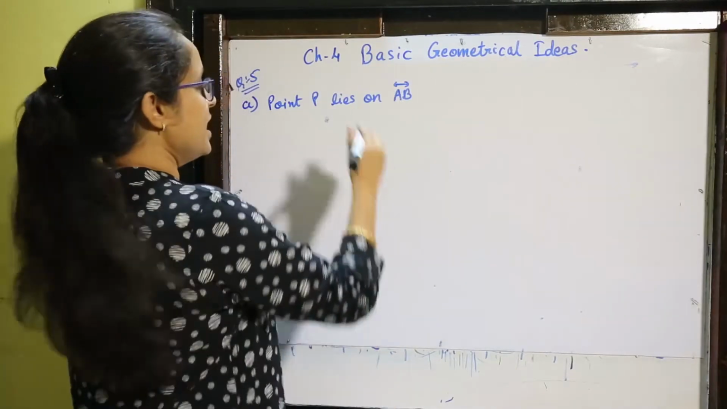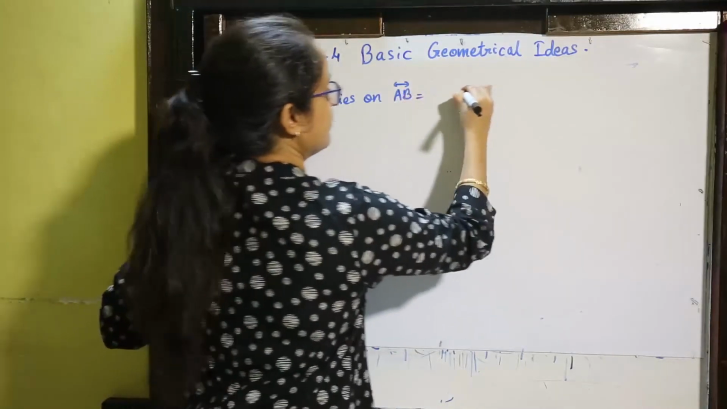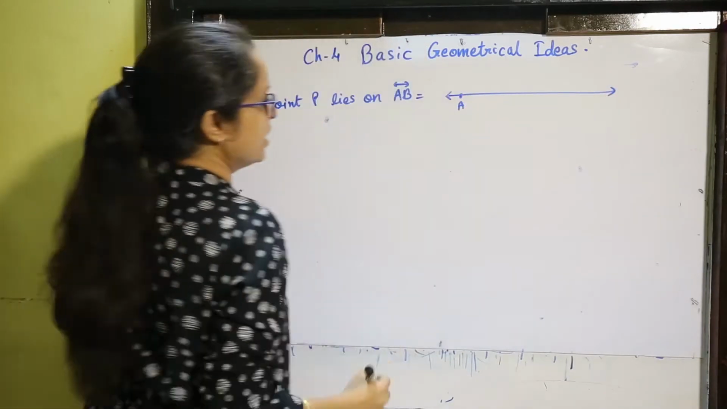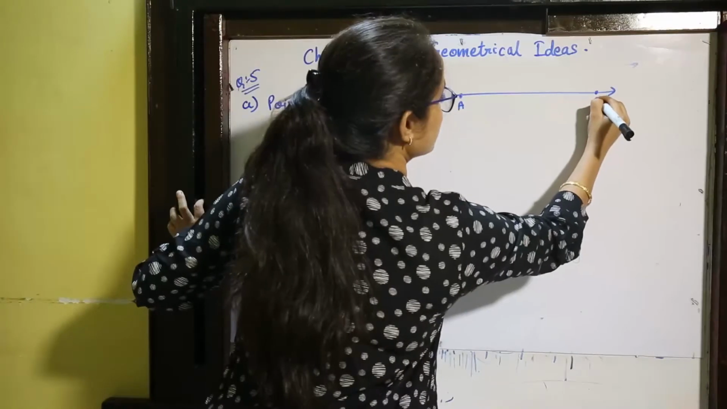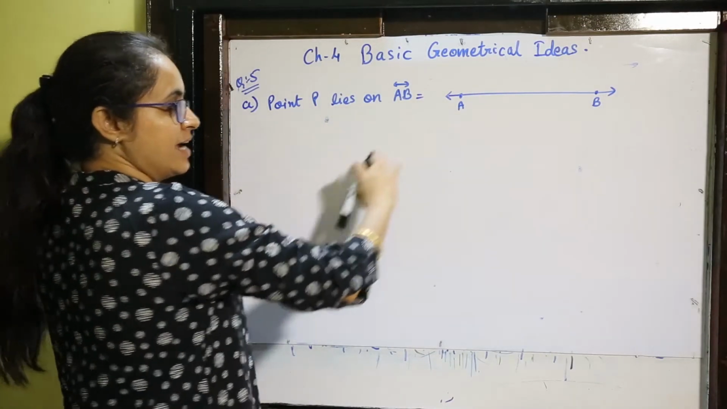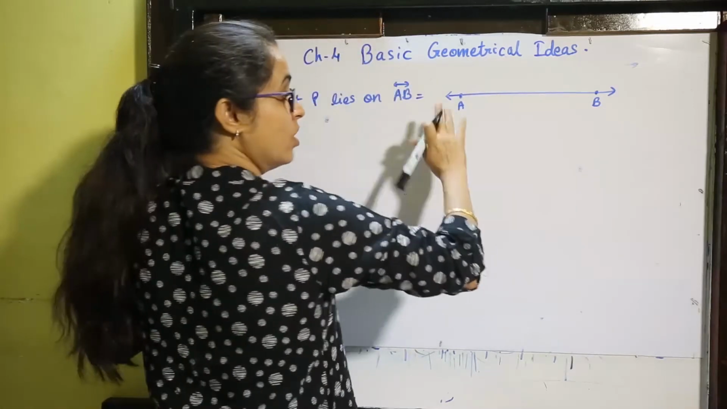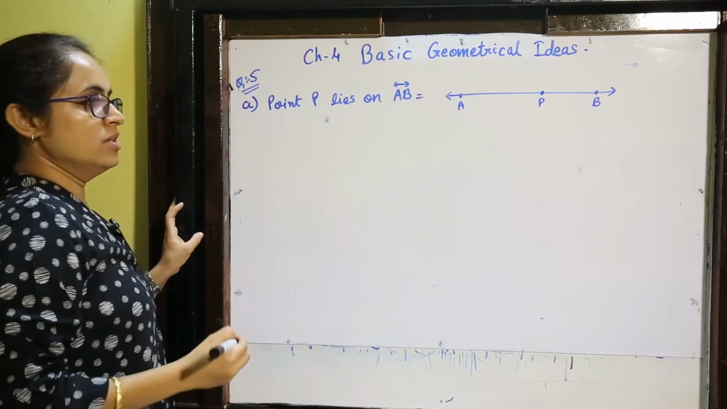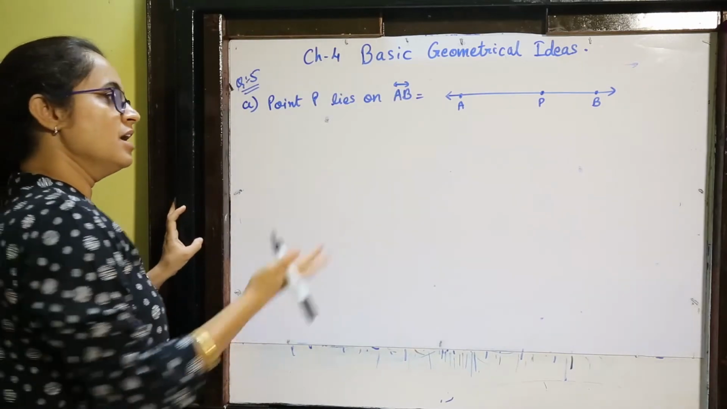Now first you have to draw a line, which is line AB. So you will draw a line AB, and in between, point P is lying on this line. So if you can draw any point P on that line, that's the answer.